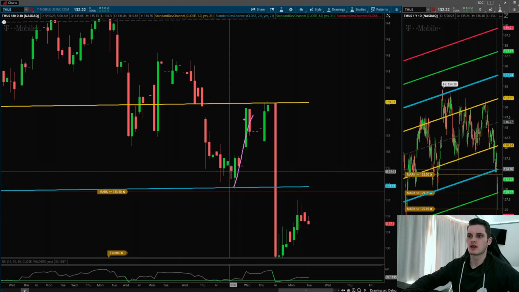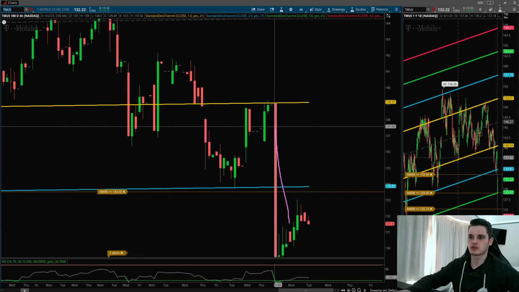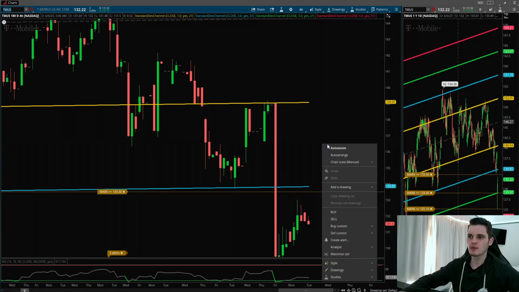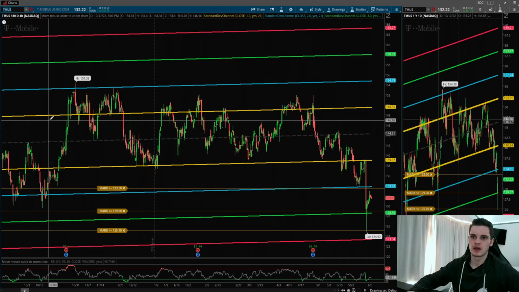So the pullback, we retest our first deviation, and if that holds as a new resistance, then that's where we want to be looking. Short bias, potentially getting short there, and playing that continuation to the downside. And again, it would be the same thing to the upside.